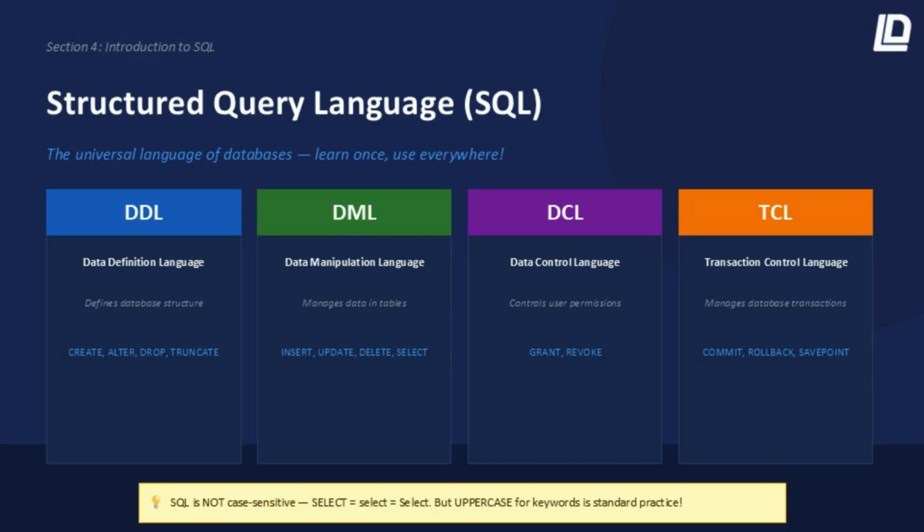Data Definition Language, or DDL, is used to define database structures. Data Manipulation Language, or DML, is used to manage data. Data Control Language, or DCL, controls access and permissions, and Transaction Control Language, or TCL, manages transactions. Understanding these categories helps you know which command to use depending on your task.